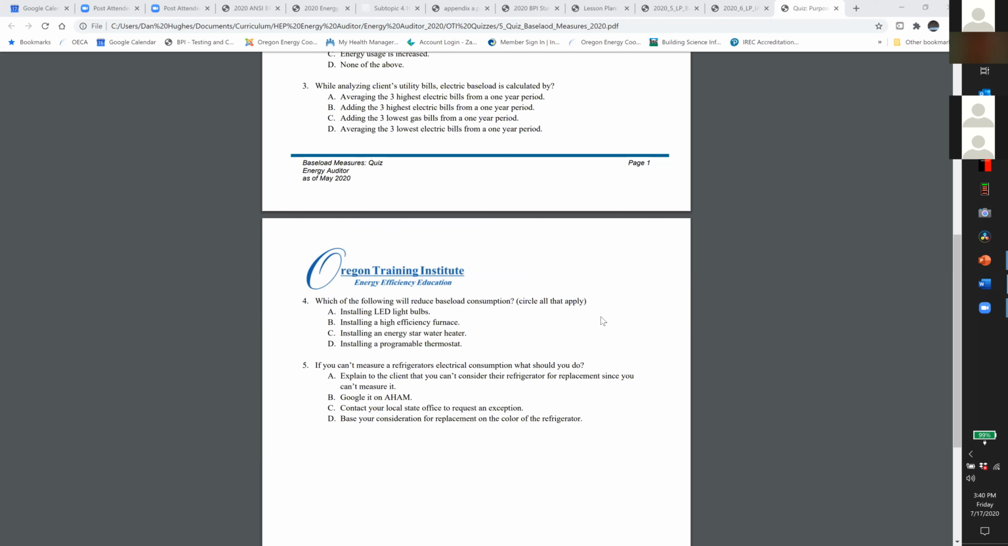So let's move on to 5. If you can't measure a refrigerator's electrical consumption, what should you do? We're just going to have to look it up on the AHAM database. On BPI, they're only going to have the AHAM database, but in the field, a lot of people are using the Kopa Cabana. They seem to find that easier to navigate.